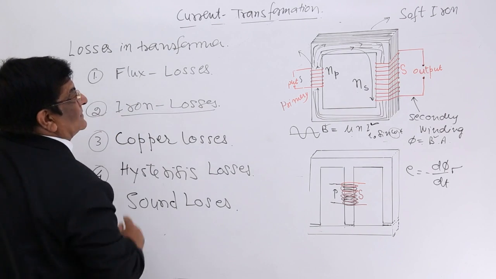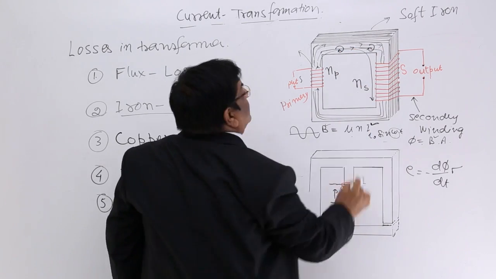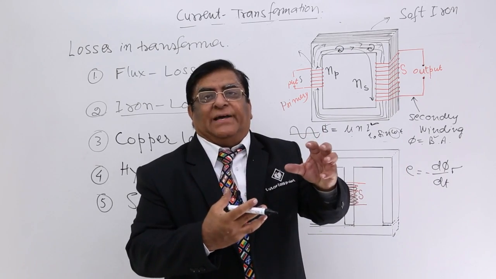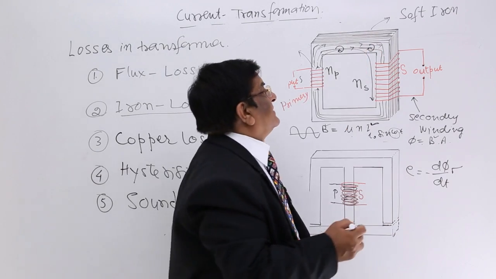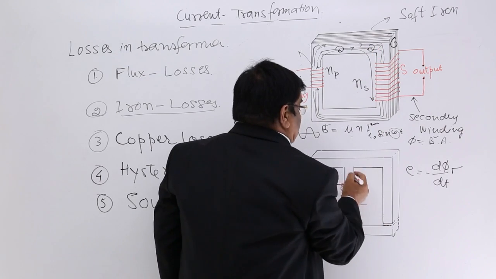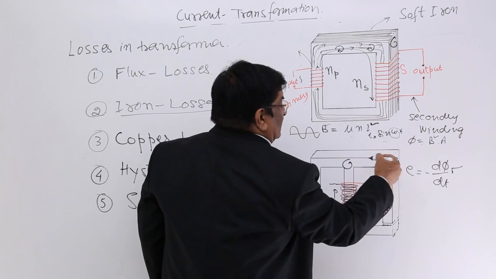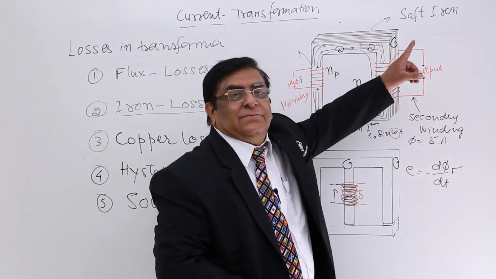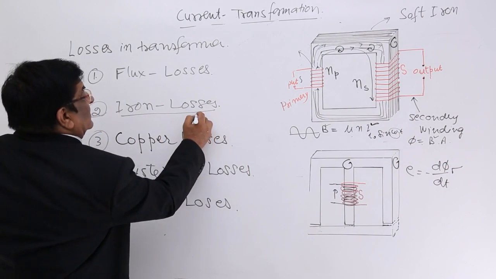Second is iron loss. In this iron, there are eddy currents. Whenever we change the magnetic field, there is an opposition from the iron and its electrons make small eddies in it. Here they form the eddies, the electrons move like this and they form eddy currents, and these eddy currents generate heat. This heat is a loss. We are not using that heat. So this is iron loss.